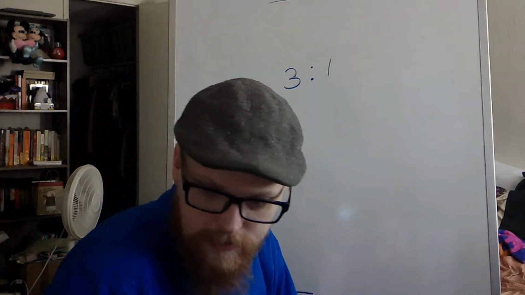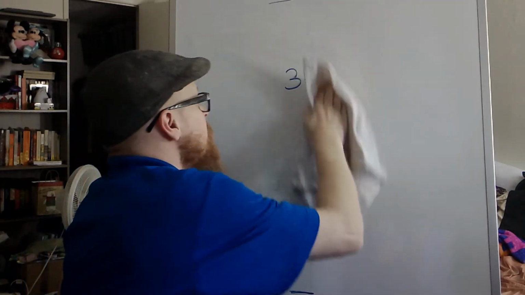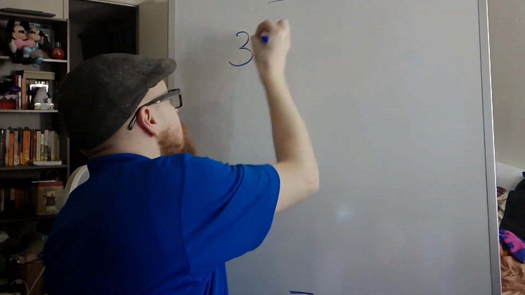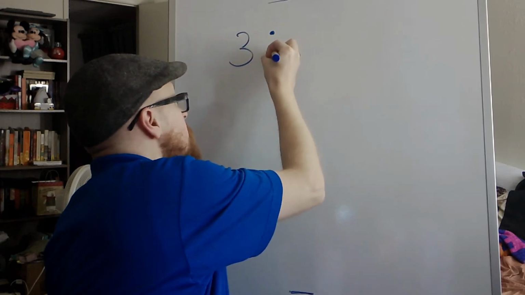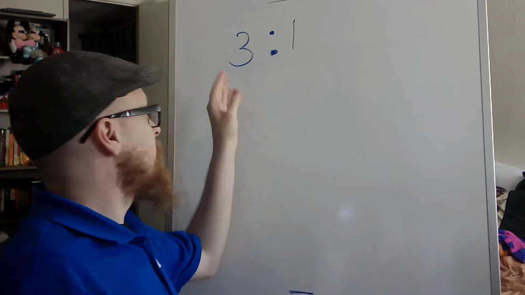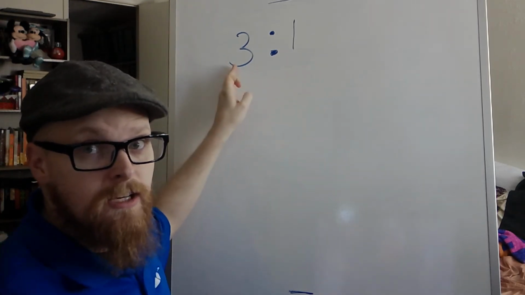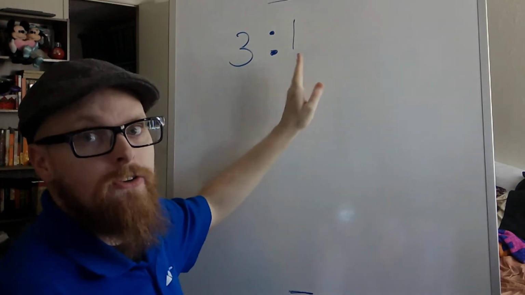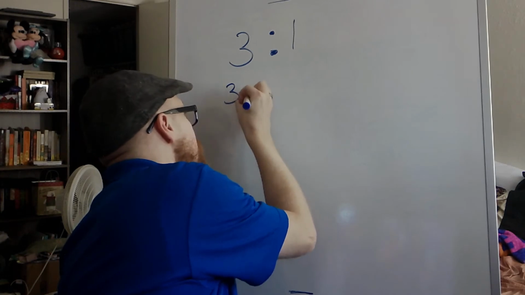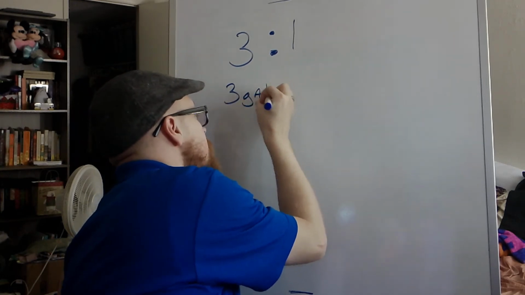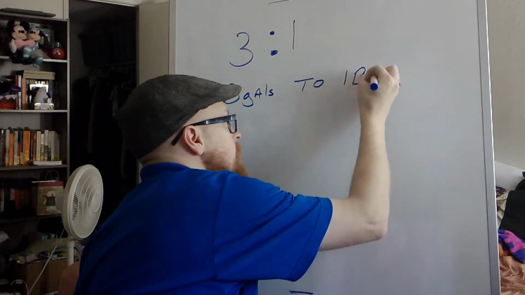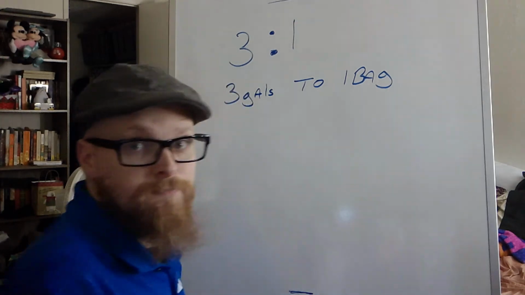I gotta get used to writing bigger. Let me write that a little bit bigger so you guys can actually see it on your screen. So 3 gallons for every 1 bag of concrete. Okay? Now notice it almost looks like a time, right? It's 3 of one thing, 2 dots, 1 of another thing. So in this case it's 3 gallons of water, 2 dots, 1 bag of concrete. Okay?